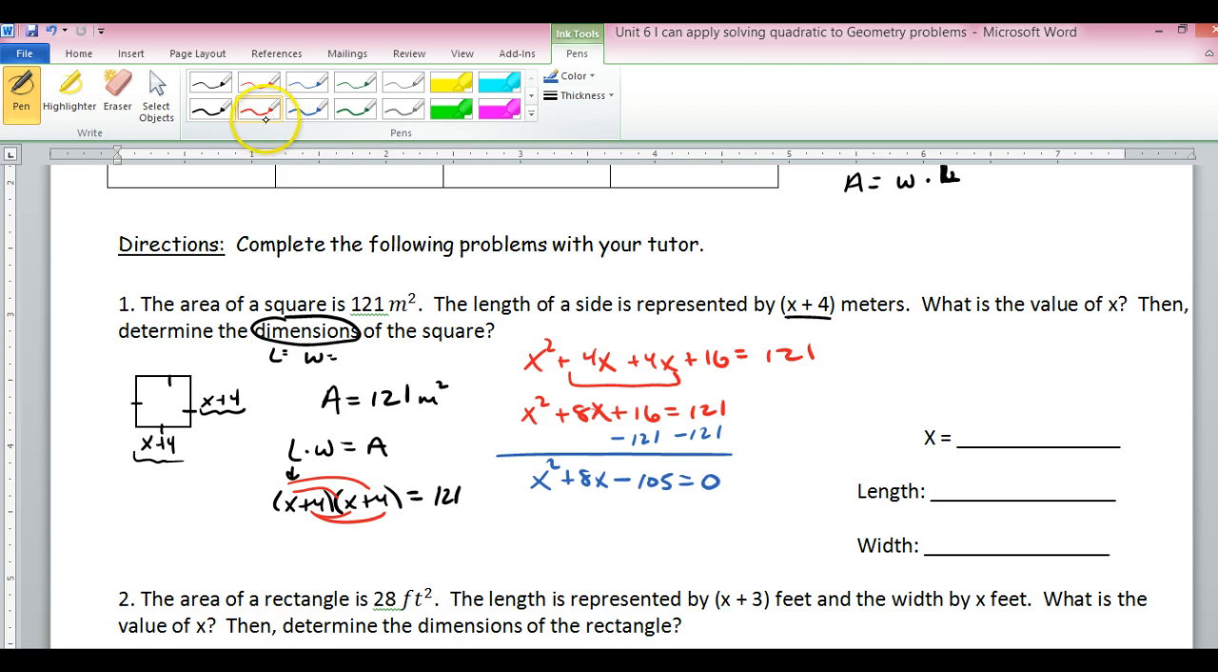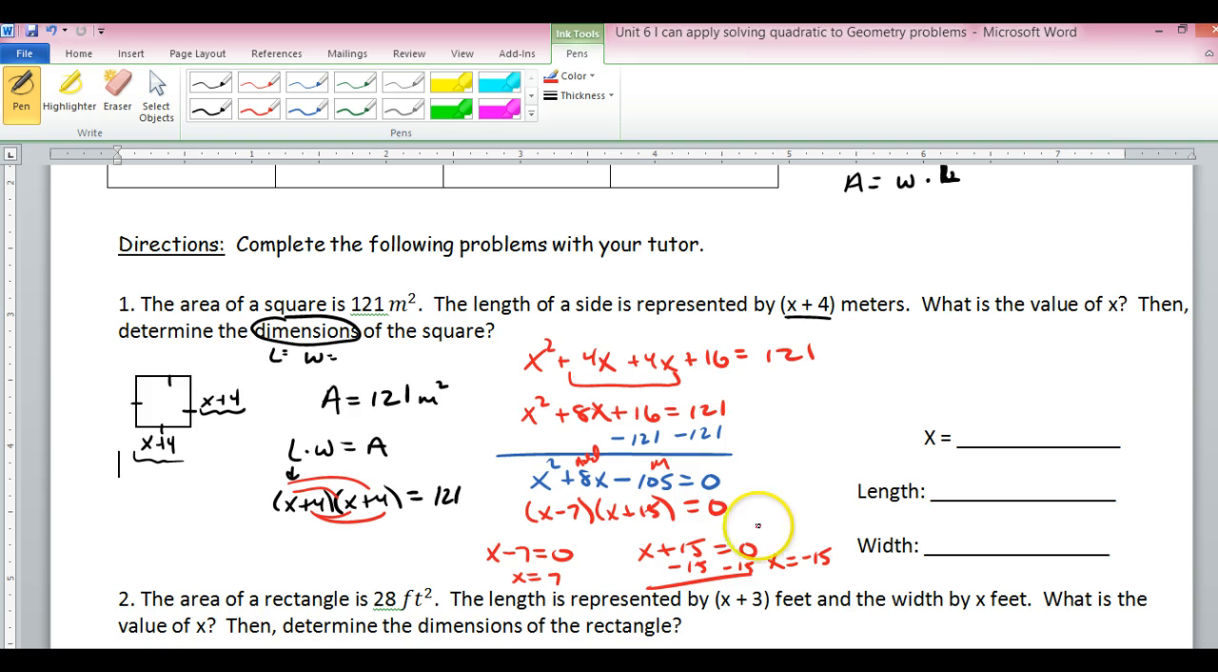If we wanted to factor it, we'd have to find the numbers that multiply to give us negative 105 and add up to give you 8. What numbers make that happen? Negative 7 times 15. So right away this would be x minus 7 times x plus 15 equals 0. Now, I can set each factor equal to 0. When I add 7 to both sides here, I get x equals 7. When I subtract 15, I get x equals negative 15.